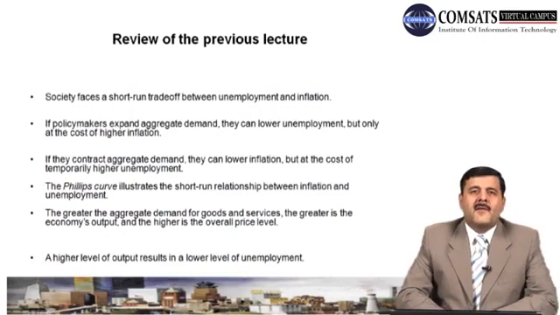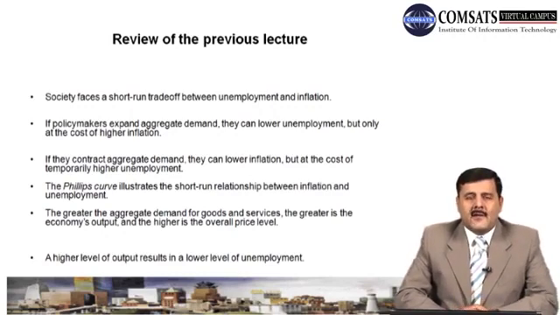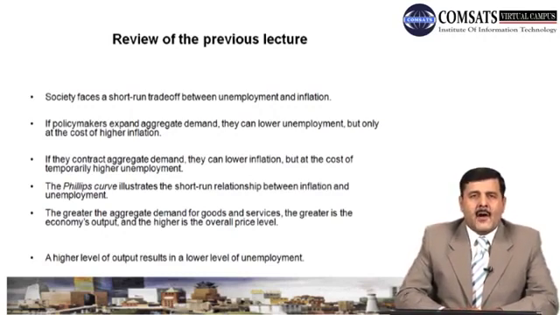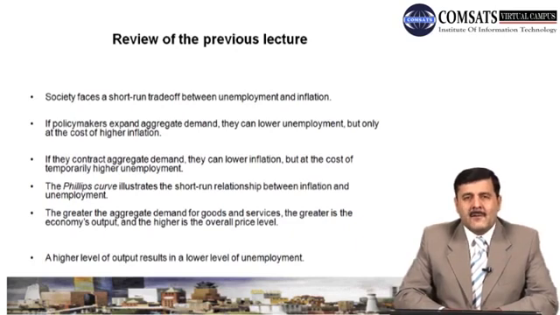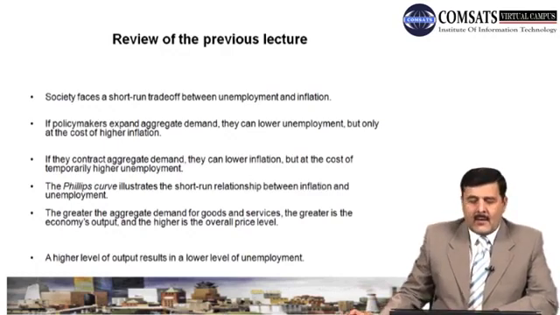Now, the Phillips curve basically is the curve which illustrates or explains this trade-off that exists between inflation and unemployment in the short run. So we can say that inflation and unemployment are inversely related. और इसके बाद हमने सीखा, the greater the aggregate demand for goods and services, the greater is the output in the economy, and the higher will be the overall price level. So a higher level of output results in lower unemployment in the economy.